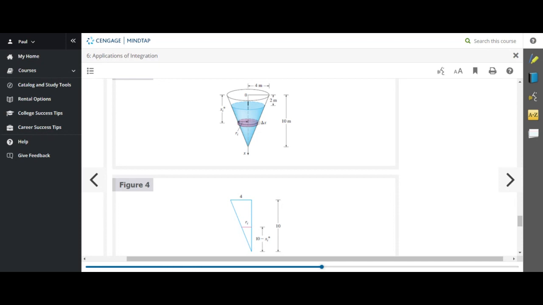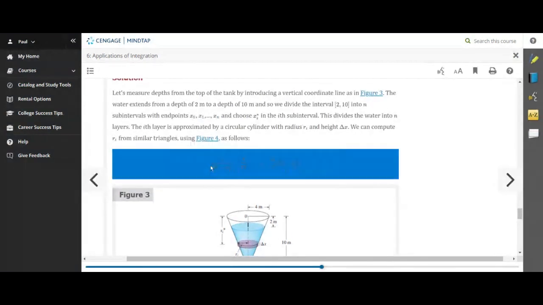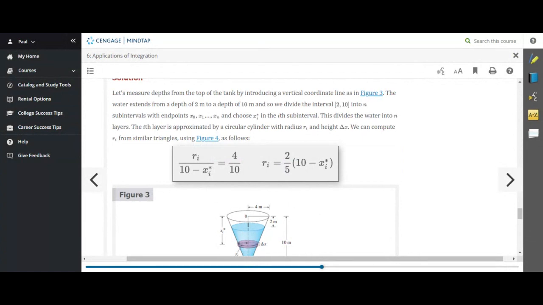And then there's your radius r sub i. There are different ways to do these proportions, but if we look at the radius r sub i relative to the height of that little right triangle, which is 10 minus x sub i, that would have to equal 4 over 10 by similar right triangles. So r sub i over 10 minus x sub i is equal to 4 over 10. Then you can solve for the radius: r sub i would equal 2/5 times 10 minus x sub i. Are there any questions on that?